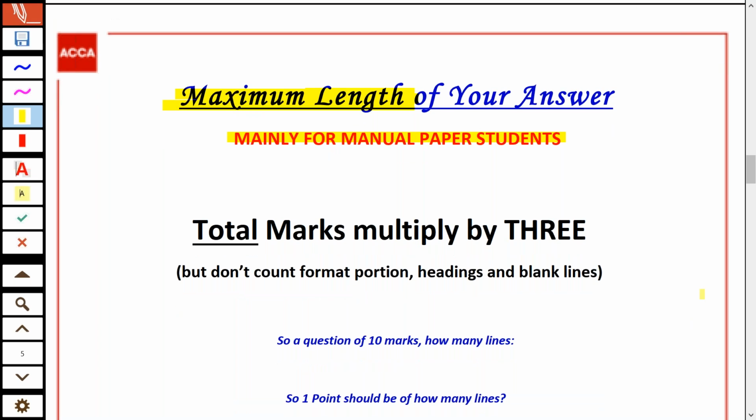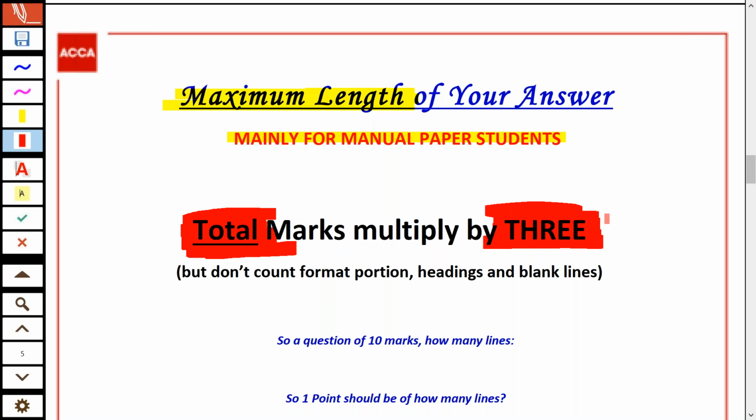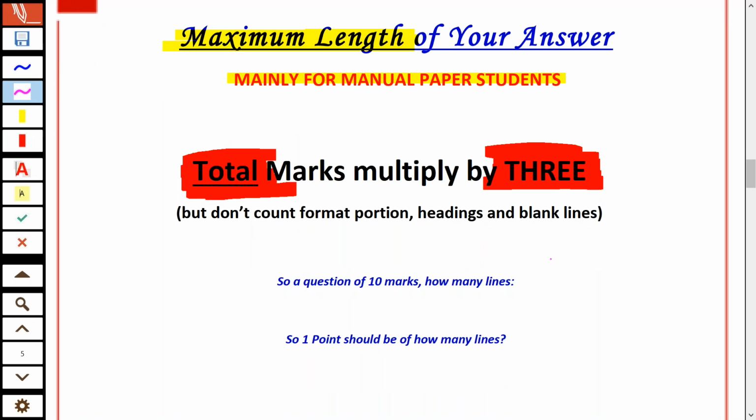So what's the formula here? Again, the same thing. Total marks multiply by 3 will give you the number of lines. So for example, if it is a 15 marks question, how many lines? Multiply by 3 should give you 45 lines. Try to restrict your answer within 45 lines, because if you exceed 45 lines, then your time management will cause you problems. Okay. However, there is a small catch.